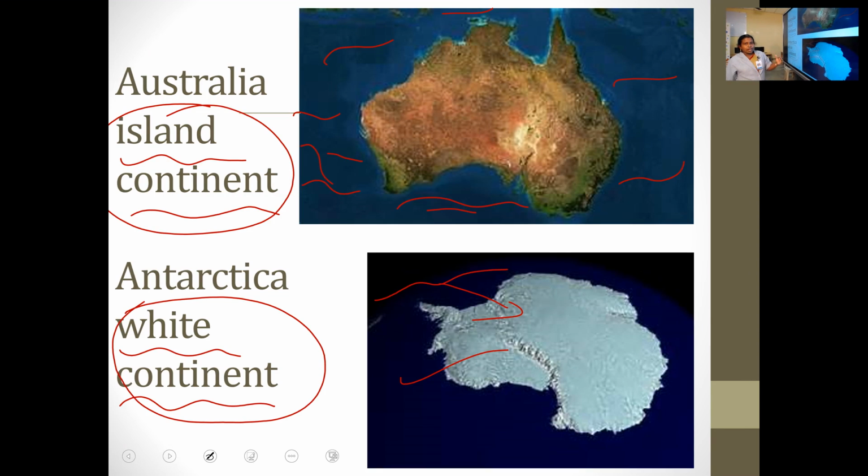Which continent is known as white continent? Yes, Antarctica is known as white continent. Which continent is known as island continent? Australia is known as island continent. Which continent is known as white continent? Antarctica is known as white continent.